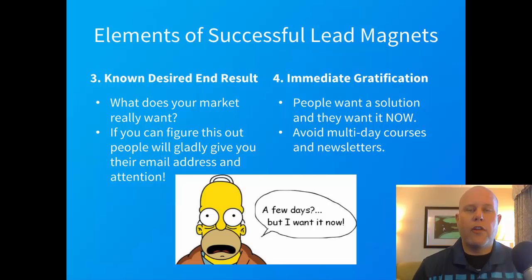So if you can figure out that one end result, are people looking to make $50 a day? Do people need to lose 10 pounds? Do people want to improve their diet? Do people want to get pregnant? So know what the end result is, and then you offer one piece of that, and you'll be having people give you their email addresses hand over fist.